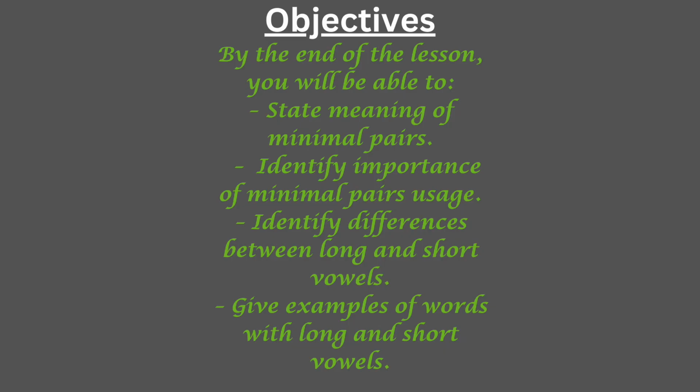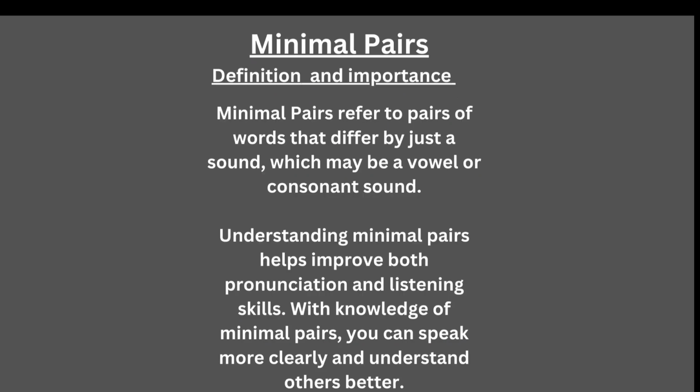Let us quickly go over the objectives of today's lesson. By the end of today's lesson, you will be able to state the meaning of minimal pairs. You will be able to identify the importance of minimal pairs usage. You should be able to identify differences between long and short vowel sounds, and you will be able to give examples of words with long and short vowel sounds.